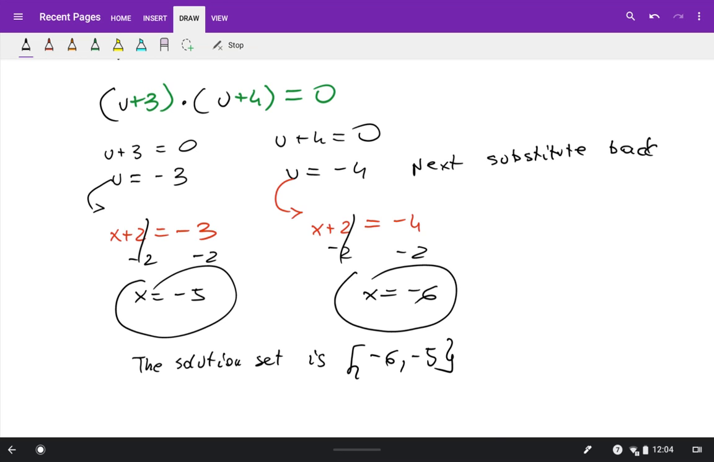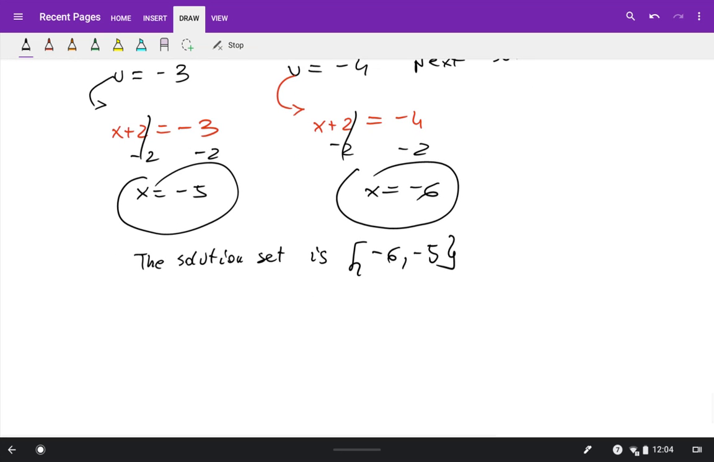One more problem like this. You have x to the power of 6 minus 7x to the third power minus 8 equals 0. So here I'm also going to use the substitution. And when you're using the substitution, you're replacing the middle one.